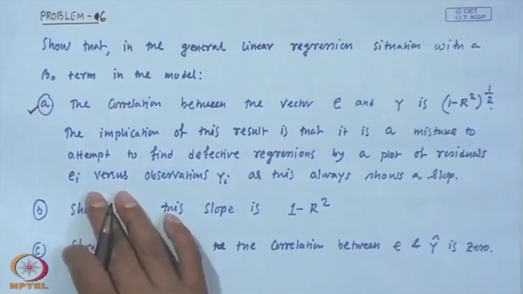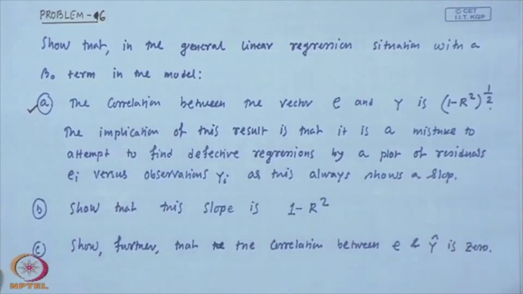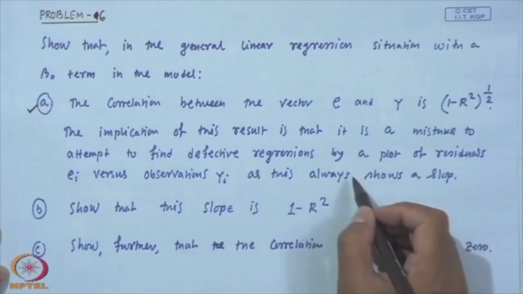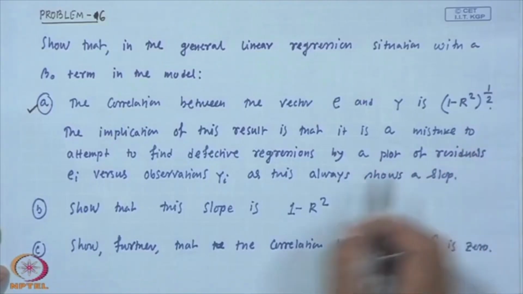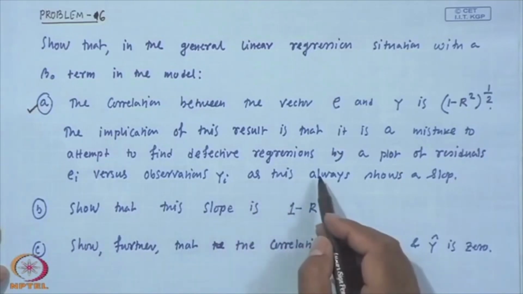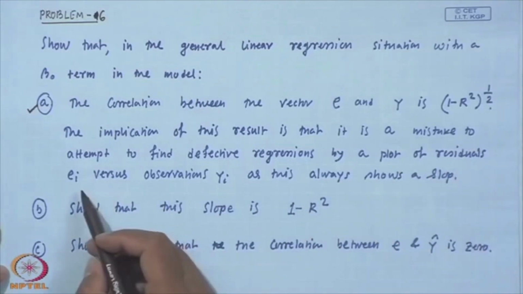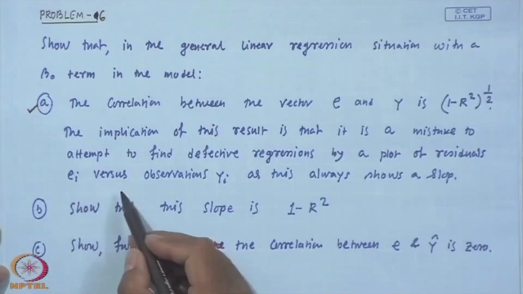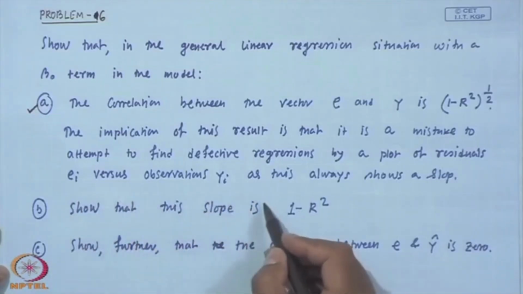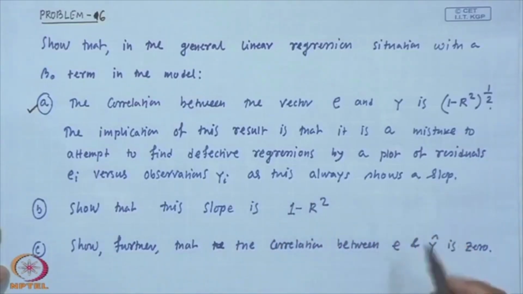So, here is the problem. We have solved part 1 of this problem, and what is the implication of this? The implication of this result is that it is a mistake to attempt to find the defective regressions by a plot of residual E I against the observation y I, as this always shows a slope.